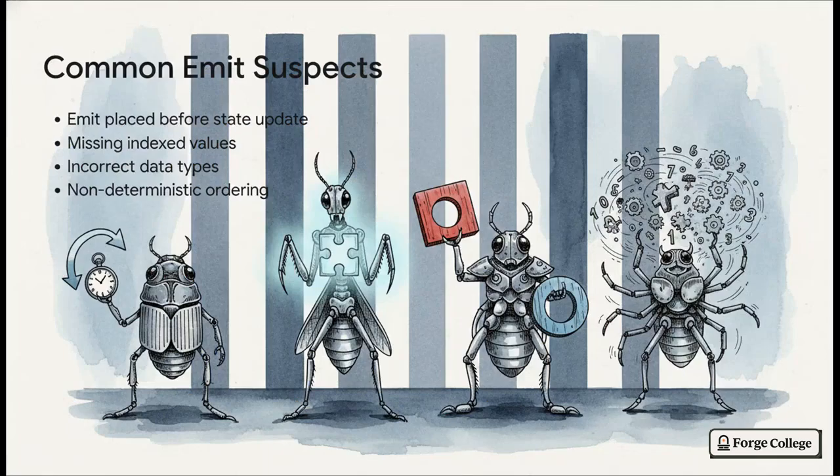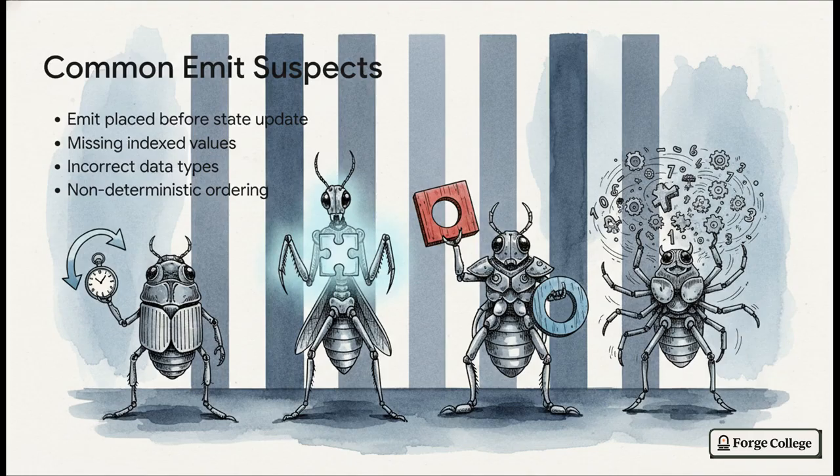Section 4, fixing emit mistakes and patching up the contract. But hey, what happens when the fingerprints just don't match our blueprint? Well, that means our contract is essentially lying to the off-chain world. It's time to round up the usual suspects. Suspect number 1, the emit was placed before the state update. Honestly, this is incredibly common. Number 2, missing indexed values. You promised an indexed address in the schema, but you just forgot to pass it.